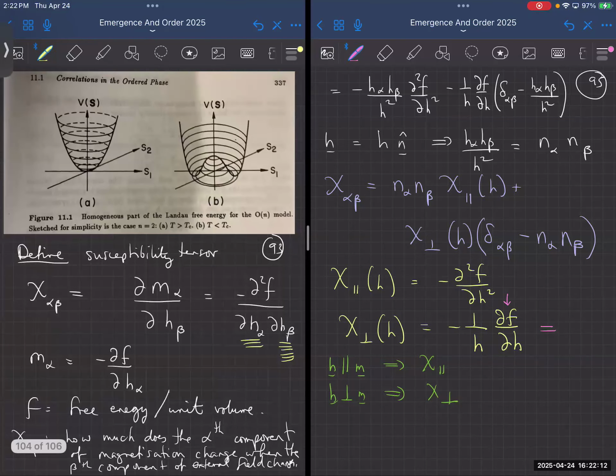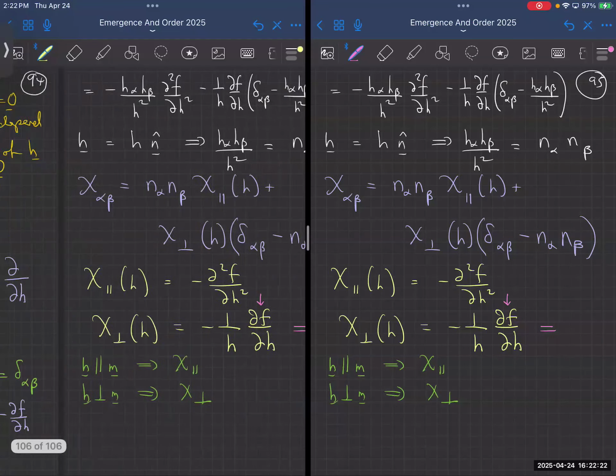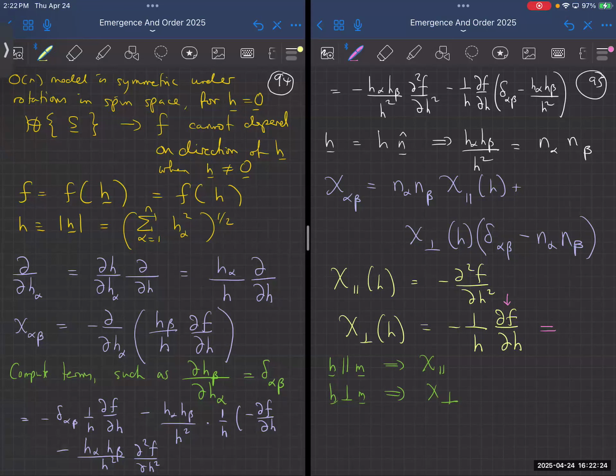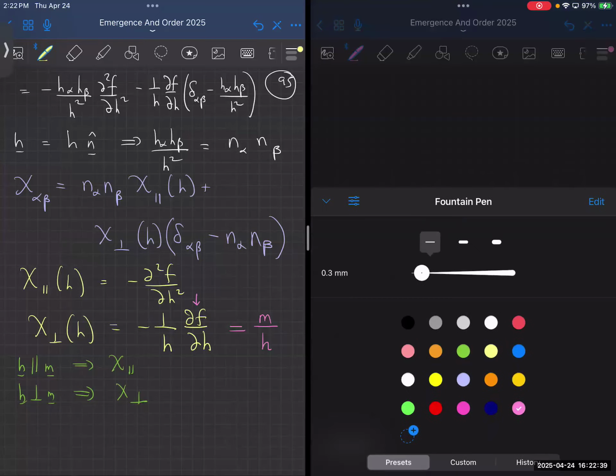So if you look over on the previous page, df by dh minus df by dh is m alpha. So what this term is, the term I've just calculated, this term over here is actually m over h. And this is going to have a very important consequence. Okay, so let's go and work out what that consequence is.